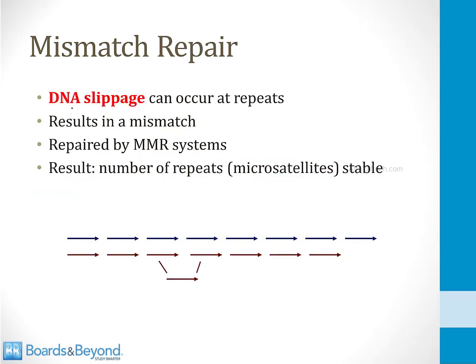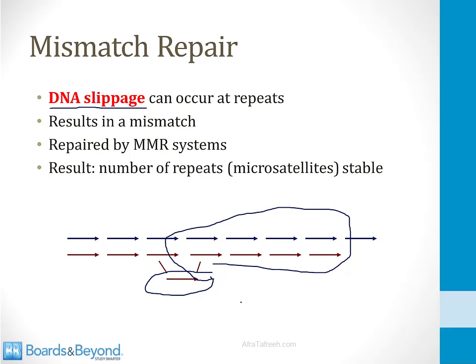In these microsatellites, a phenomenon known as DNA slippage can occur. If you look at the bottom of the screen, as I've shown, one of the repeating segments in the red strand has been pushed out. The other repeating segments of the red strand are now mispaired with the blue segments. This is called a mismatch. Luckily, we have mismatch repair systems which can fix this kind of error.